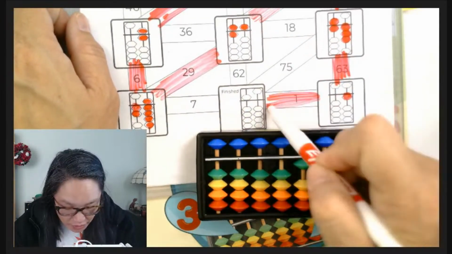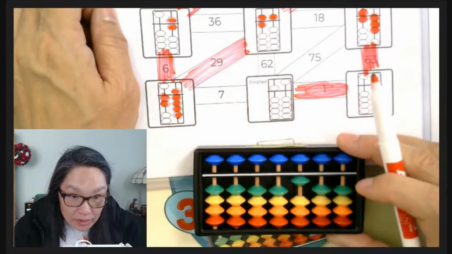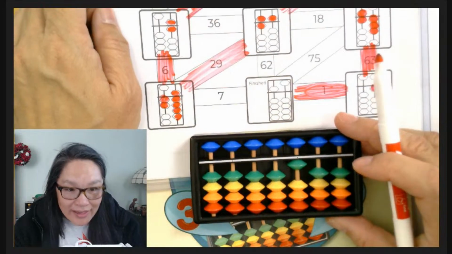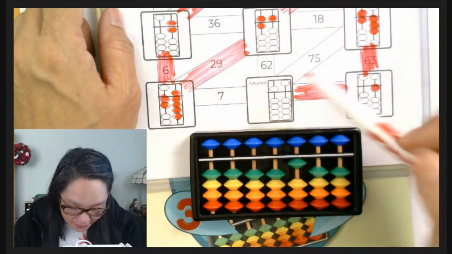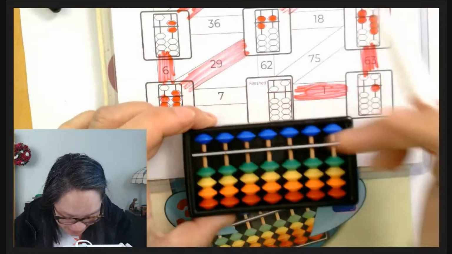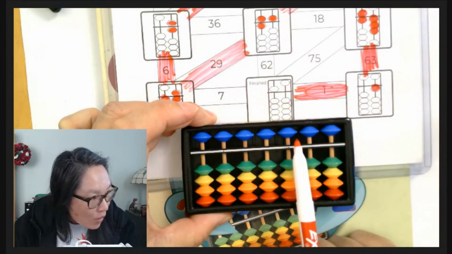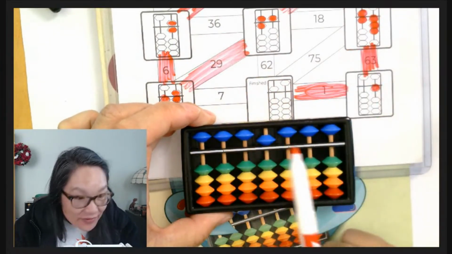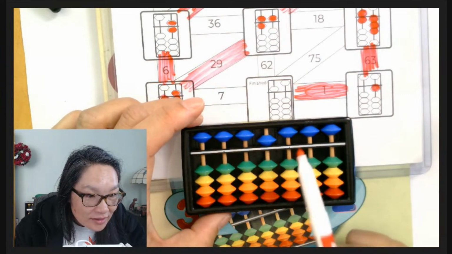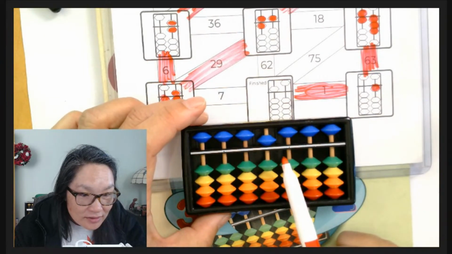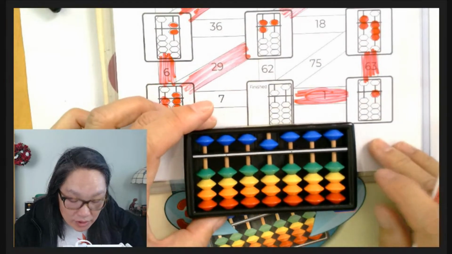So the last number is, okay, good. 5. No, not 5. Why? Why? It's 50. Yes, Ash. Yes, Art. 50. Yes. Make sense? So what we just did is we just read the abacus.